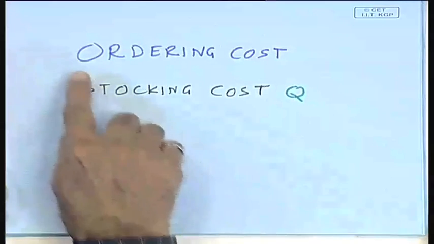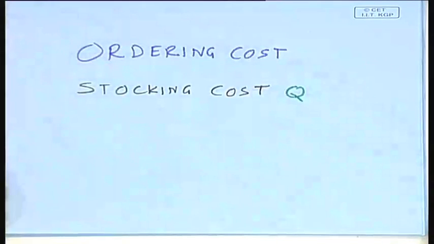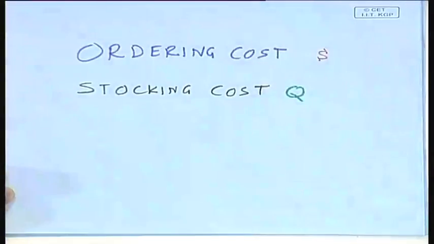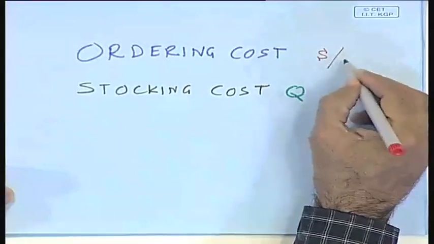Q is the amount of inventory that you're holding at any point in time. And generally speaking, ordering cost is ordering cost per order, which in our case is going to be, we're going to be ordering a certain quantity and there is going to be an ordering cost, and I'm going to be denoting this by S. So S is going to be my ordering cost. S is my ordering cost per order.